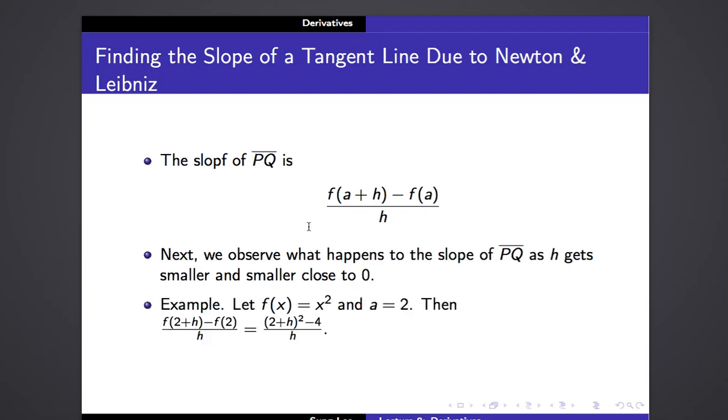So first, we can't do that kind of experiment with this generic slope. I mean, these are not actual numbers. A and h represent numbers in a generic sense, so we can't do an experiment with generic quantities. So we are going to use a particular example. In this case, we are going to use f of x equals x squared, something simple, and a equals 2. So the slope of PQ is given by f of 2 plus h minus f of 2 all over h, which is (2 plus h) squared minus 4 all over h. That's the quantity we are going to use for our experiment or observation. Okay, right. So here we go.